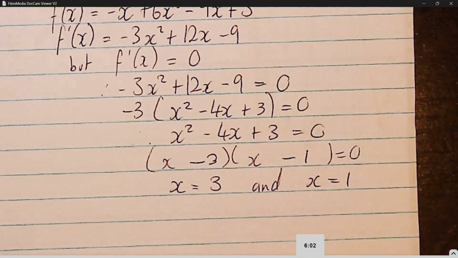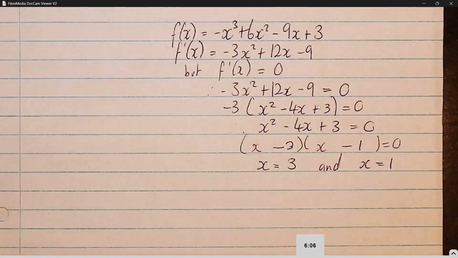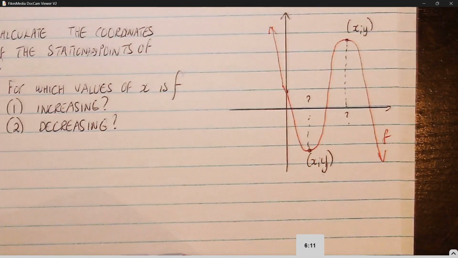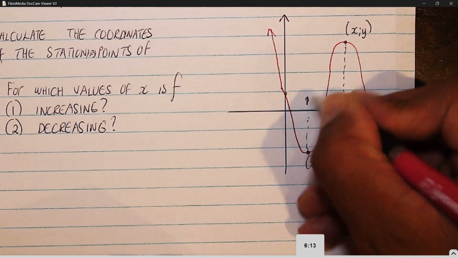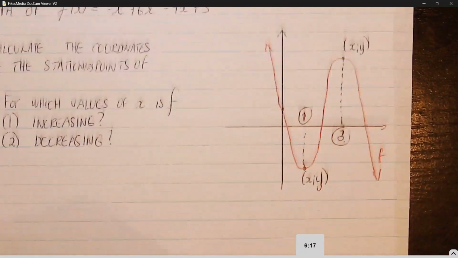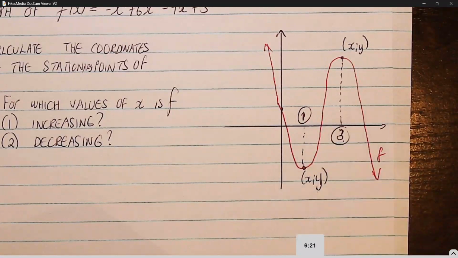and 1, right? So meaning that from this graph, the x values are going to be 1 and 3, right? So 1 and 3 are the x values of our turning point or stationary point, right?